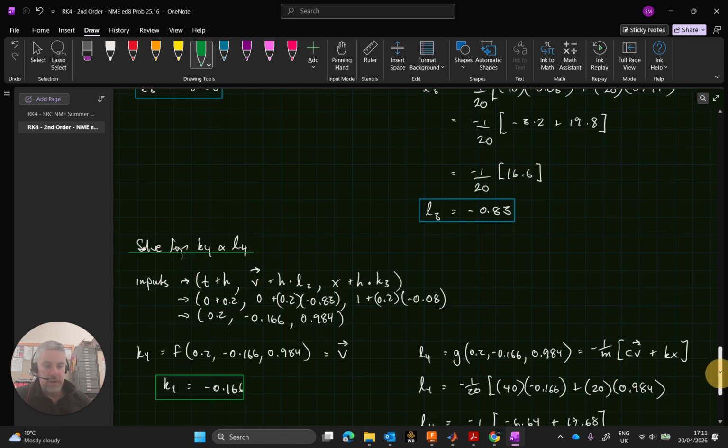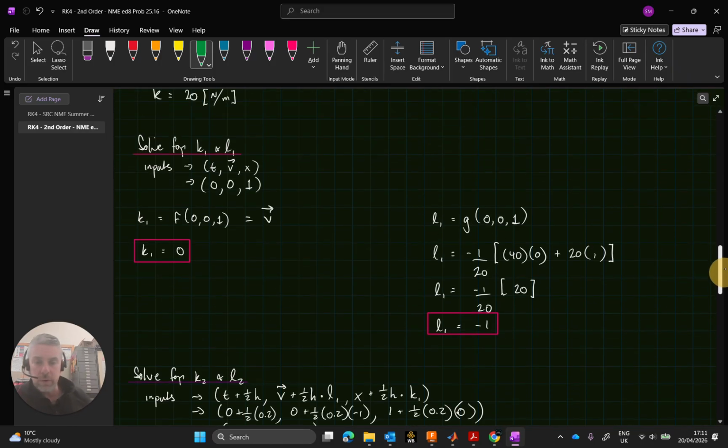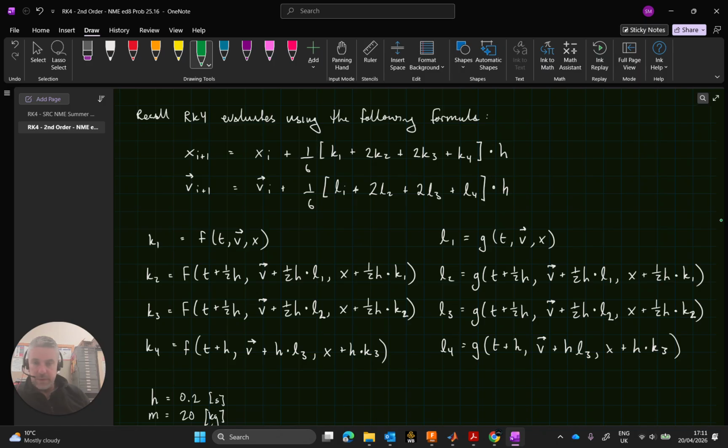Okay, so K1, L1, K2, L2, K3, L3, K4, L4 are worked out. All that's left to do now is to plug them into the relevant equation. Let's solve for our v first. No particular order, it's just that v came before the x in this list. This is the dv/dt, the g function, and the g function uses the L's, so I'm going to be using the L slopes for this one. Let me move these out of the way. Cursor back, please.